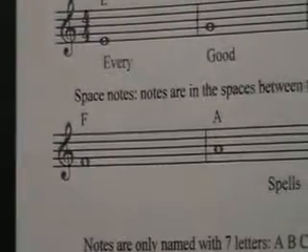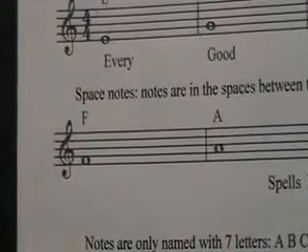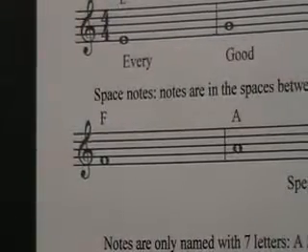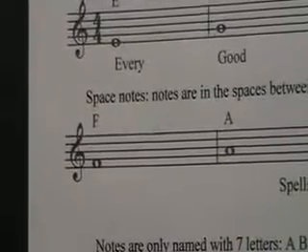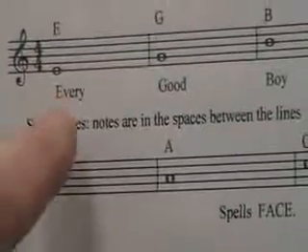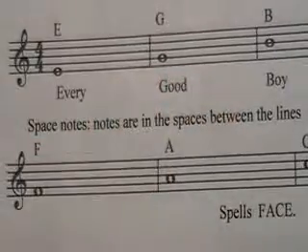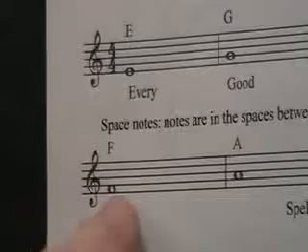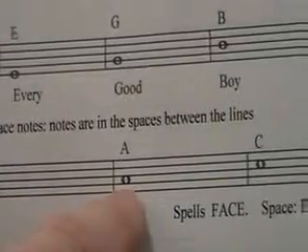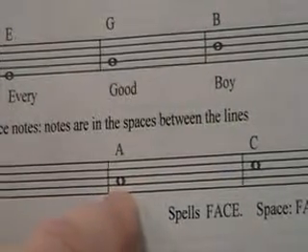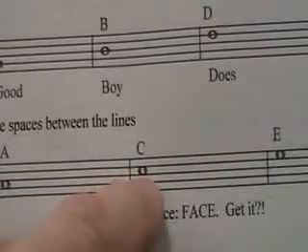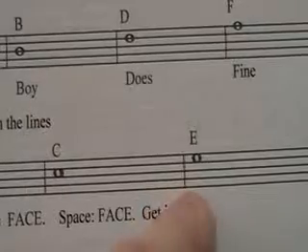Now the spaces in between the lines also have names. And in music, we only use 7 letters of the alphabet. We use A through G. So I asked the boys and girls, what comes in between E and G? And they say F. And so it is. The space is F. And the next space is A, because the line above that is B. The next space is C. The next space is E.